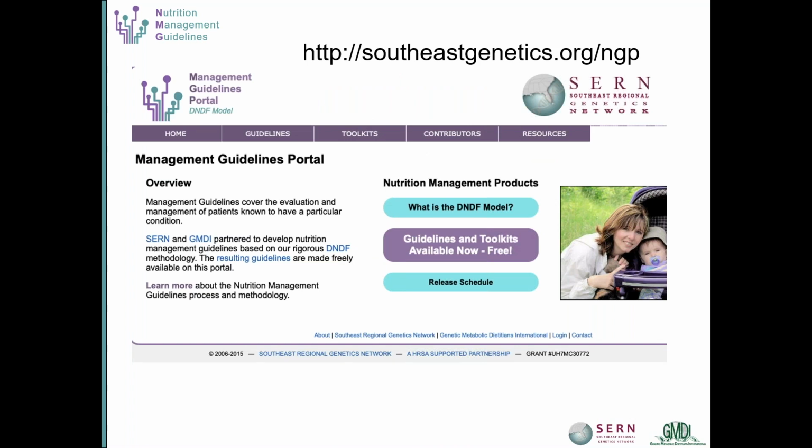So where do we find the guidelines? The website is listed at the top, southeastgenetics.org. Here you find the management guideline portal. In the guideline section, you will see the different guidelines that have been developed. You can go down to VLCAD, and that'll take you directly to the web-based guideline.